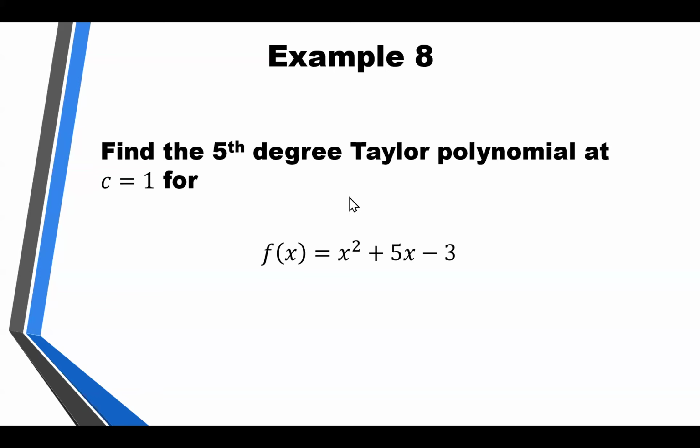So let's do one more example. This is example 8, which asks us to find the 5th degree Taylor polynomial centered at 1 for a polynomial function. So this is a standard quadratic function, x squared plus 5x minus 3. And we want to find the 5th degree Taylor polynomial at c equals 1.